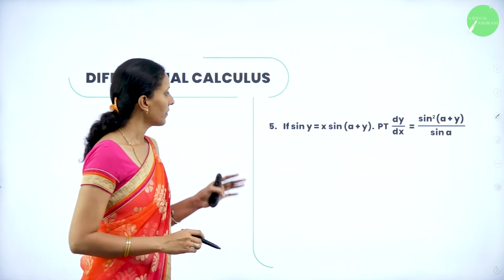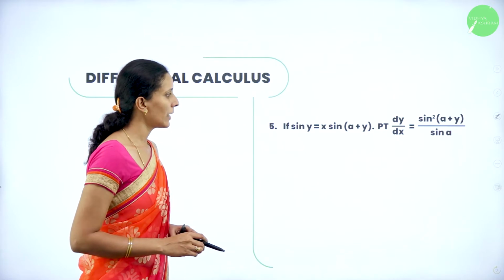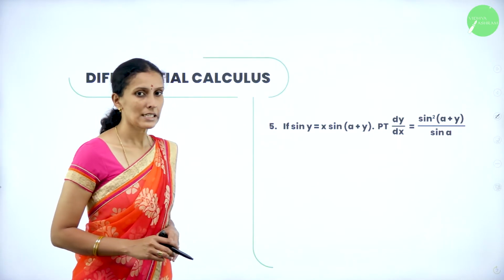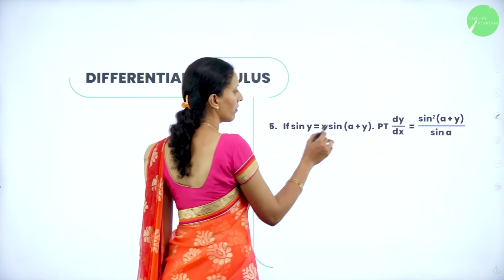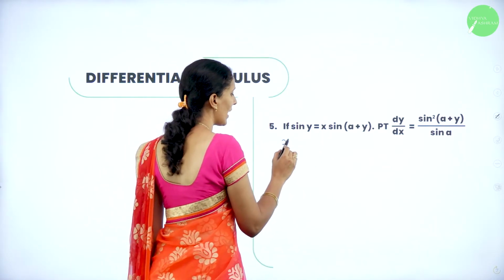Next we have, if sin y is equal to x into sin a plus y, prove that dy by dx is sin square a plus y divided by sin a. So here I have sin y, sin a plus y. Let me take only the x value.